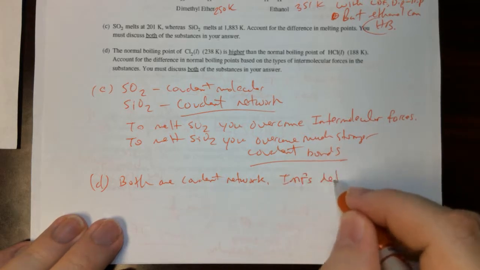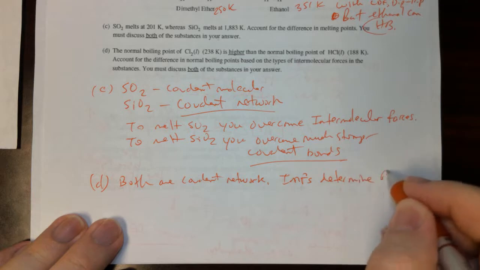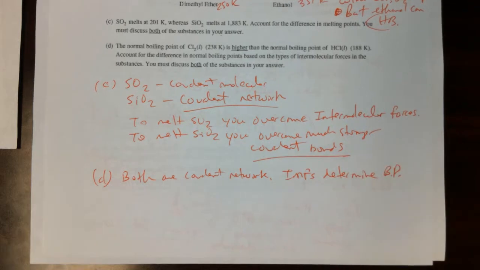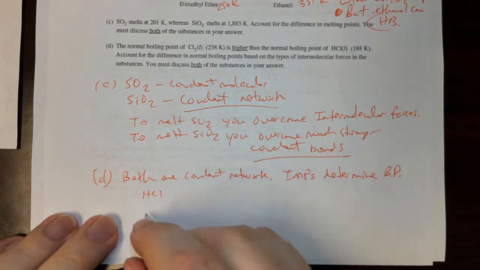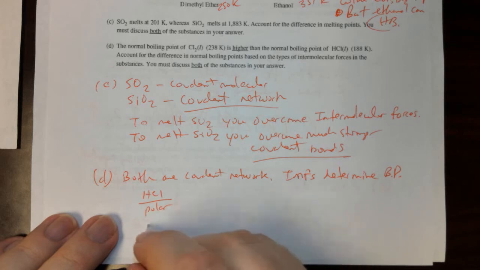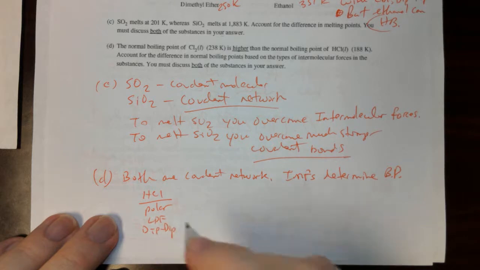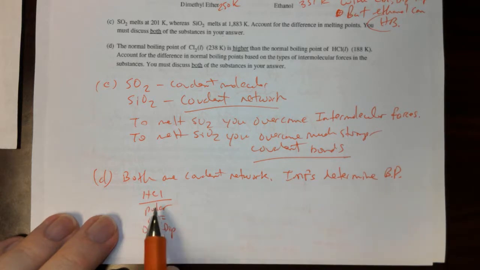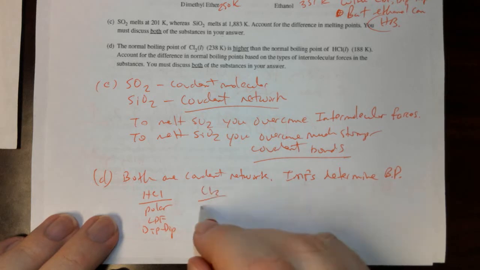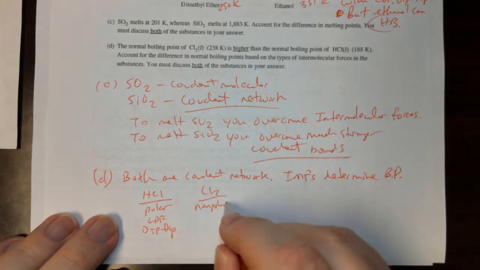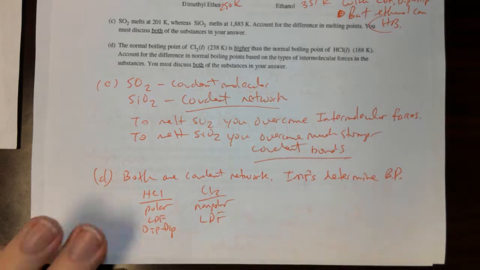IMFs determine boiling point. So it's all about what you have. With HCl, it is polar. It's going to have London dispersion and dipole-dipole, no hydrogen bonding. And then for Cl2, it's going to be nonpolar with just LDFs.